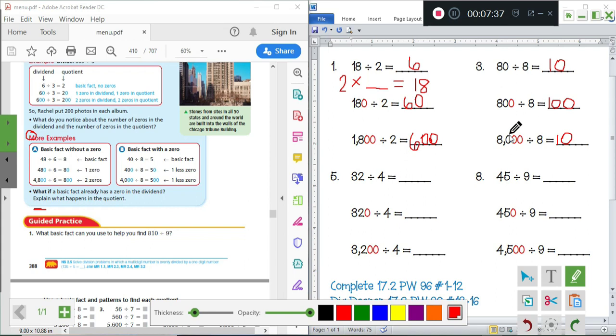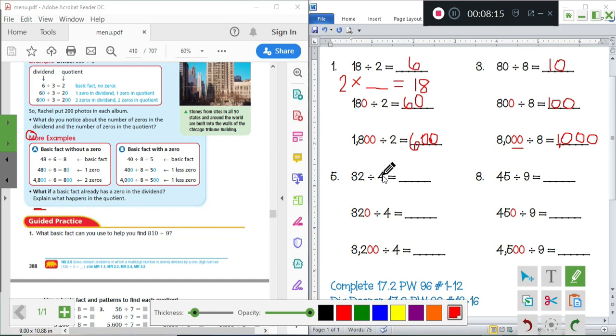Okay? Now I have 8,000 divided by 8. My basic fact gave me the quotient of 10. I've added on 2 more zeros, so I must add on 2 more zeros to my quotient. Then you can go ahead and I'll try to put the little whoop. There we go. So 8,000 divided by 8 equals, great job, 1,000. Let's go ahead and do 2 more together and then you can work on your assignment independently.